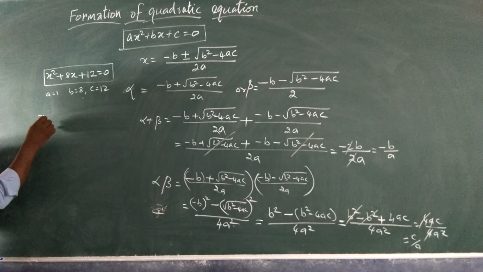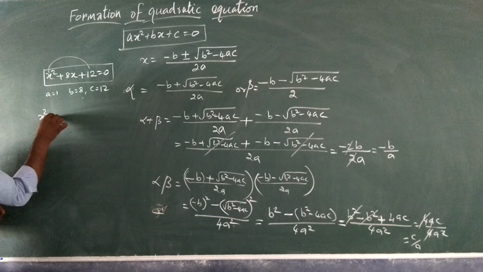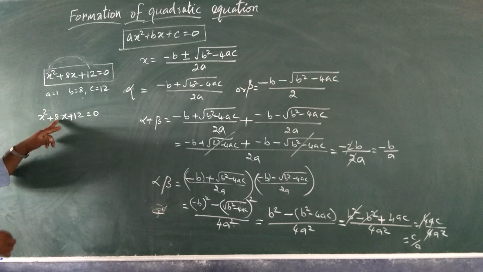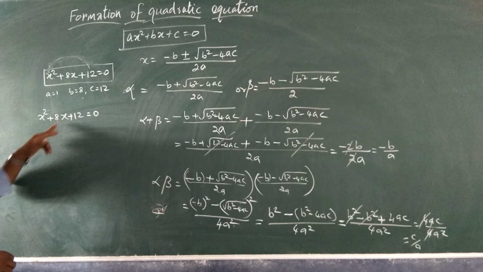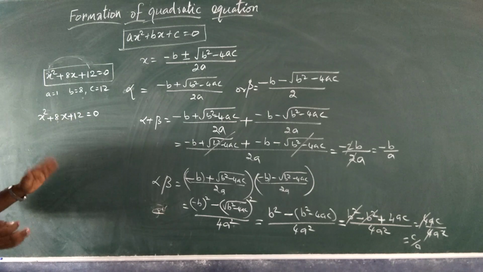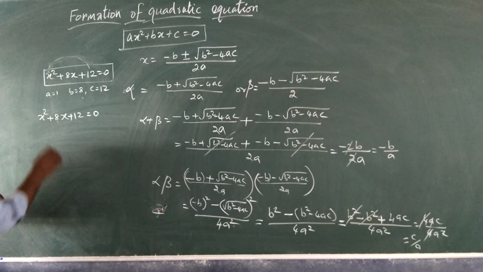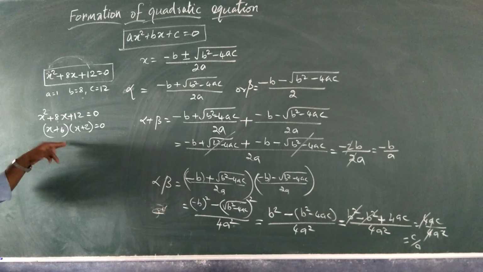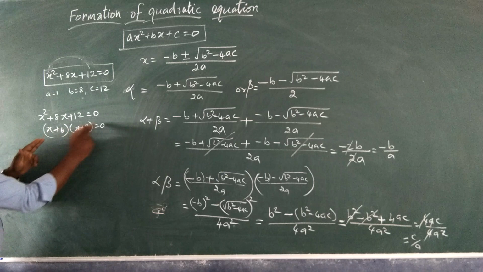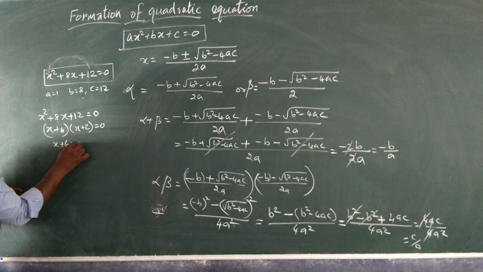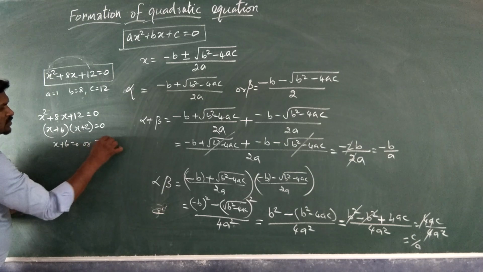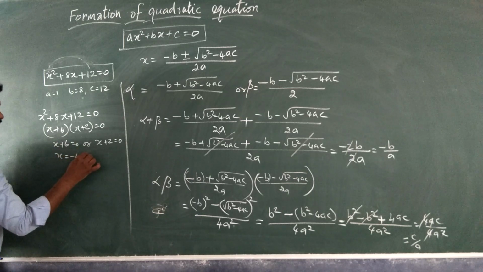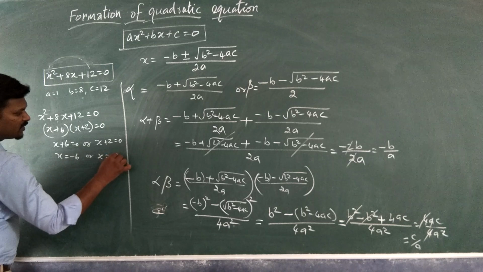If you multiply in x square plus 8x plus 12 is equal to 0, their product is 12 and their sum is 8. What are those two numbers? 6 and 2: 6 times 2 is 12, 6 plus 2 is 8. So x plus 6, x plus 2 we have factorized. If the product of these two terms is equal to 0, then x plus 6 must be 0 or x plus 2 must be 0. Then x is equal to minus 6 or x is equal to minus 2.